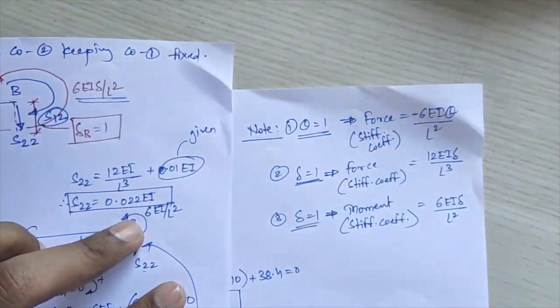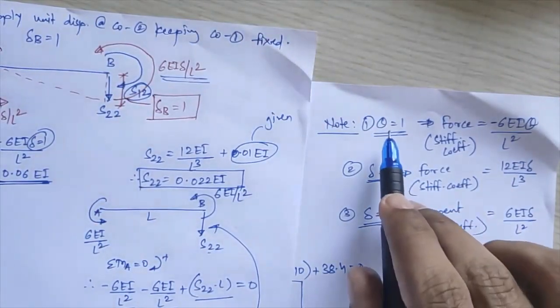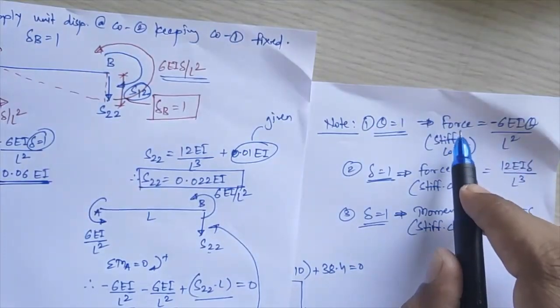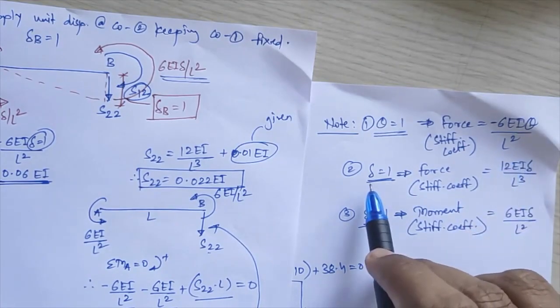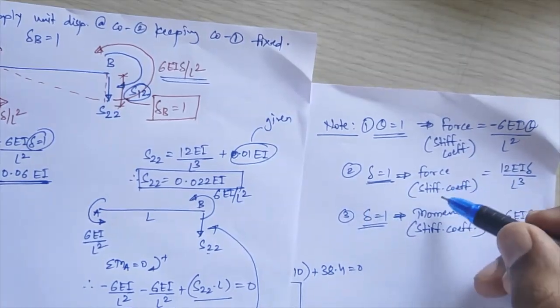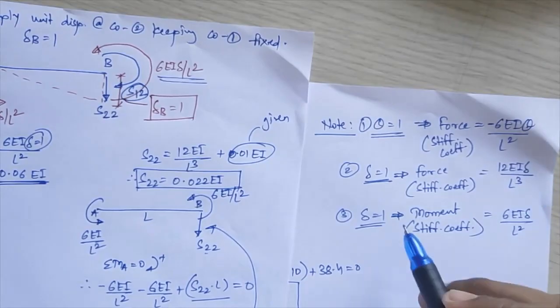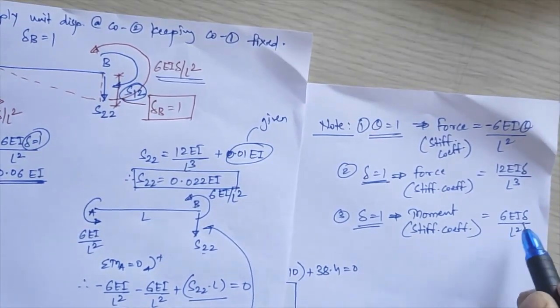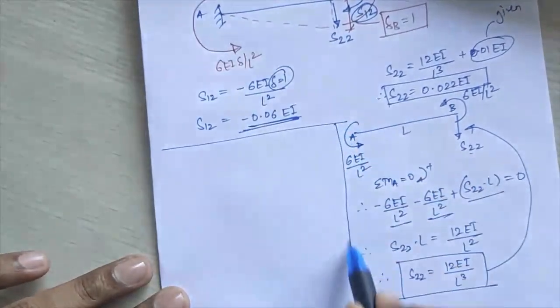So these three notes you have to remember in the stiffness matrix method. If theta is equal to 1, the force as stiffness coefficient comes as minus 6 EI theta upon L square. If delta is equal to 1, the force as stiffness coefficient we calculate as 12 EI delta upon L cube, and the moment coefficient we calculate as 6 EI delta upon L cube. Now I'll write all these values in matrix form.